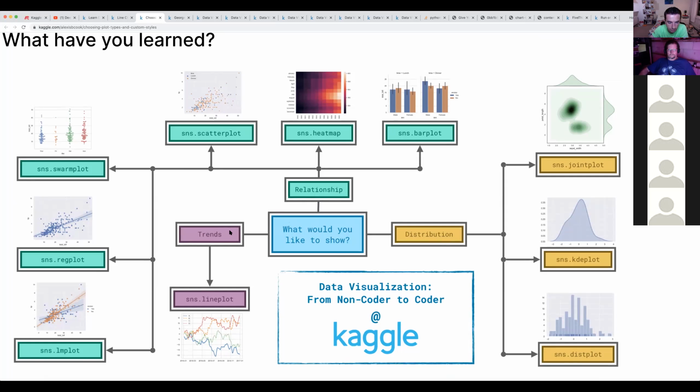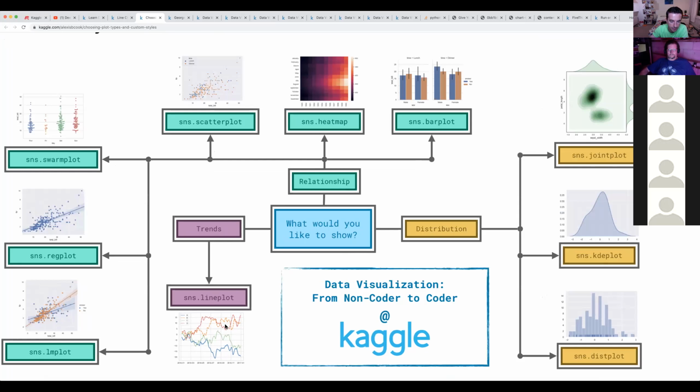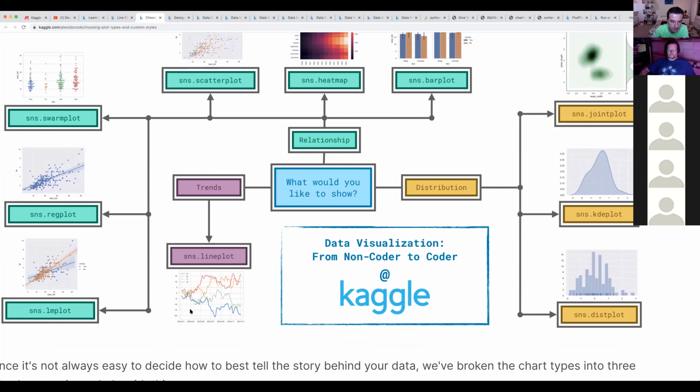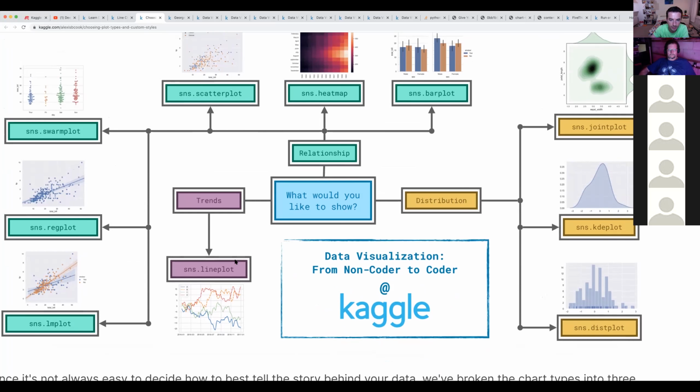So if you want to show trends, some kind of how things look over time, maybe time series, then you can use Sns Line Plot here. An Sns Line Plot, we've seen that in the past, like Alana explained it. You basically have x-axis time and y-axis could be a metric, continuous, discrete, doesn't matter. And you'll see how it changes over time.